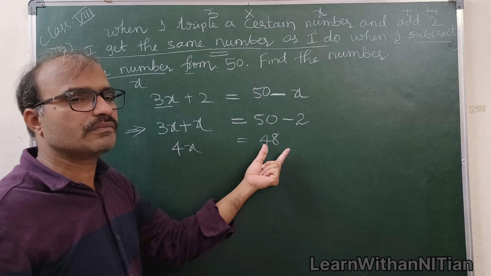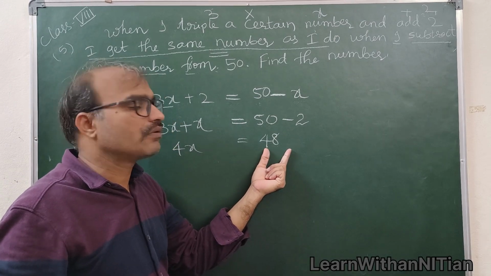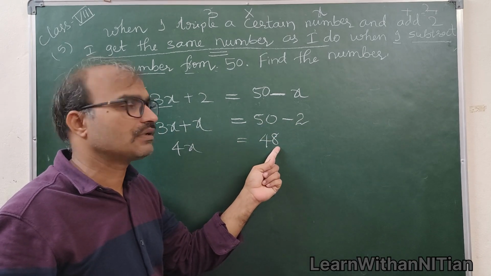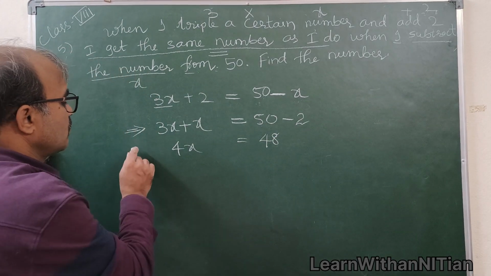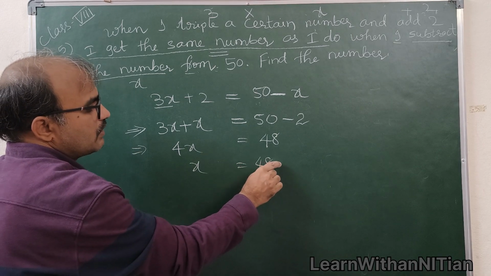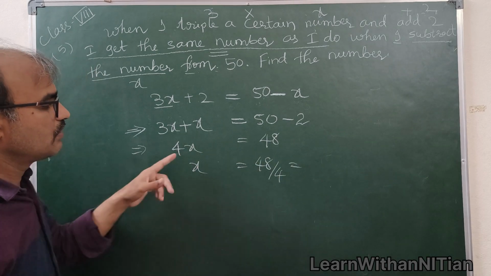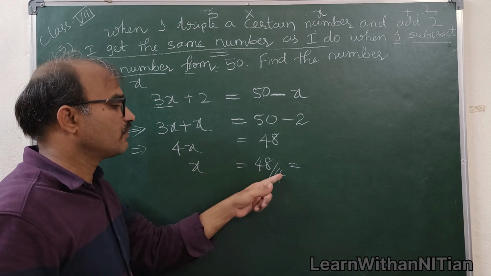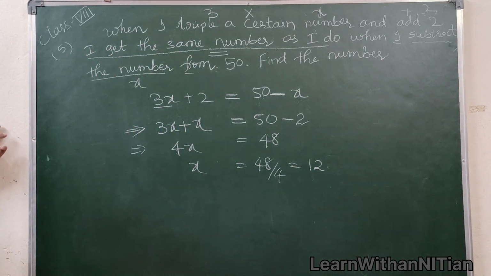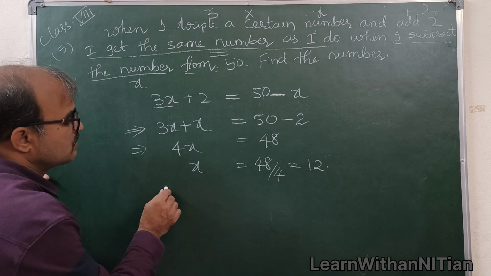You have been learning this from first class, and you have learned this up to 5th class: big number minus small number is positive only. Therefore, x is equal to 48 by 4. Here 4 is in multiplication with x, and we need the x value. So 48 by 4 is equal to 12. Therefore, the number is 12.